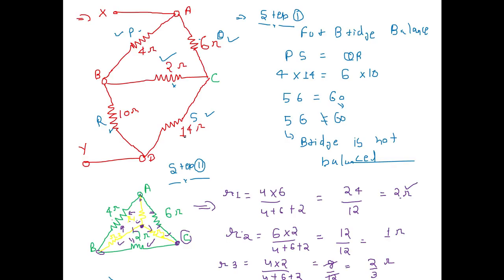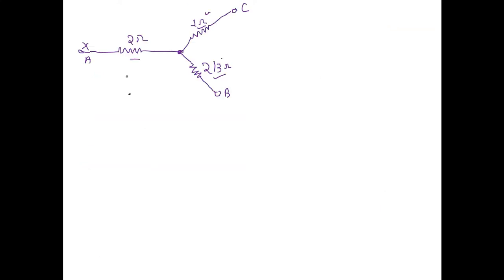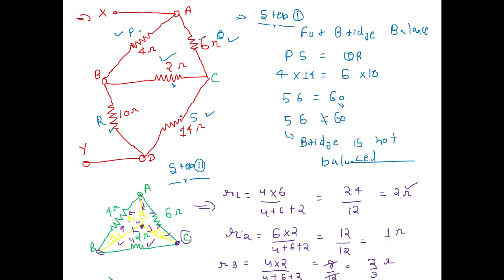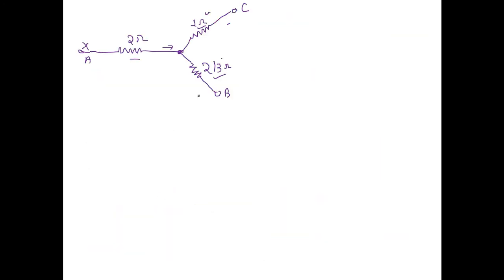So we draw it in the form of an equivalent circuit, where this one comes here and is spread out into two components, and this one comes over here and is spread out into two components, that is the C component and the B component, having the resistance 1 ohm and 2 by 3 ohm. In this way we can make this circuit into a simplified form.